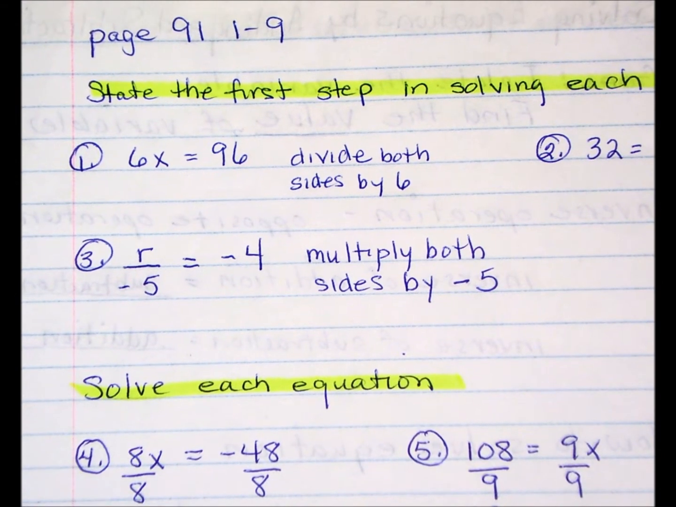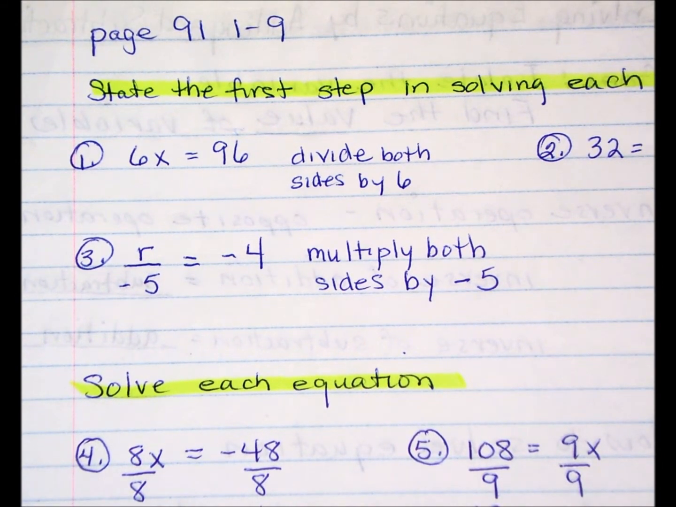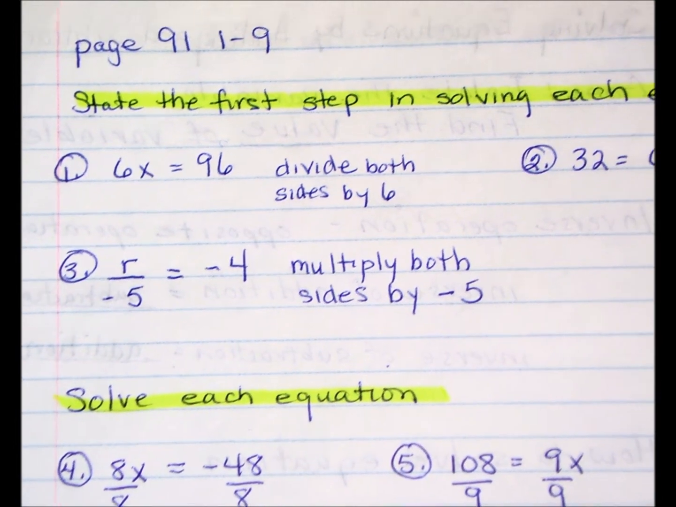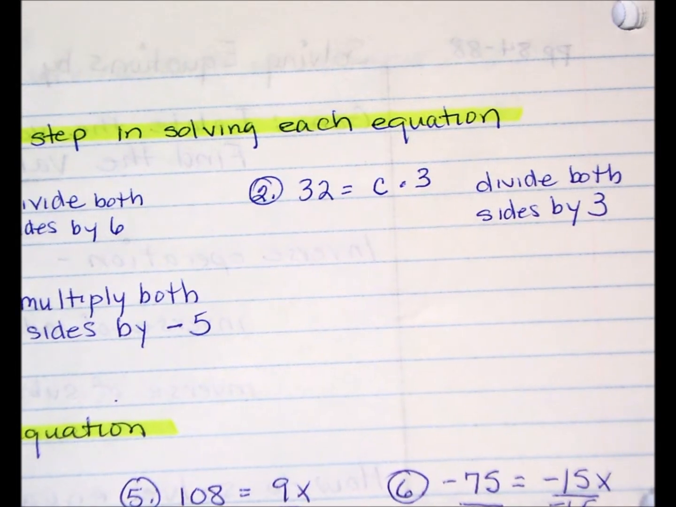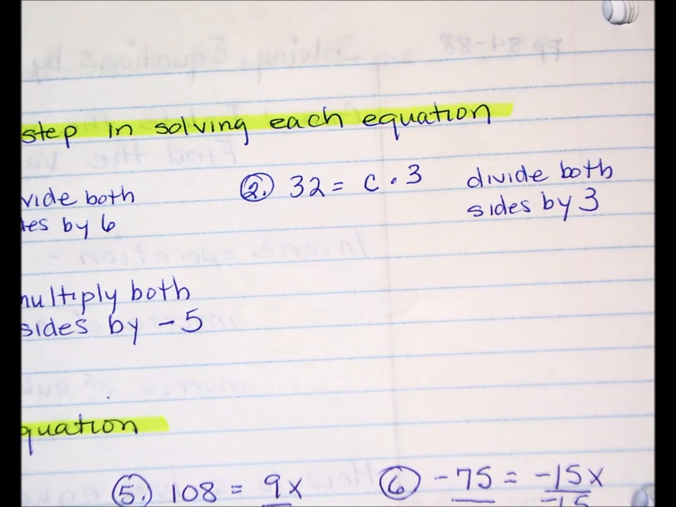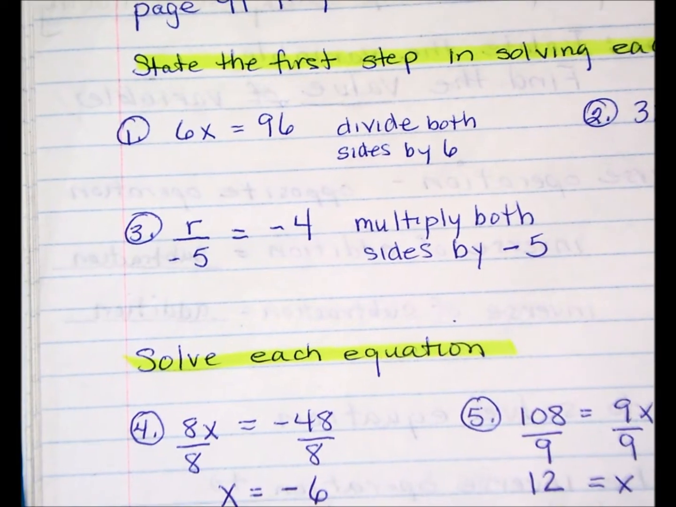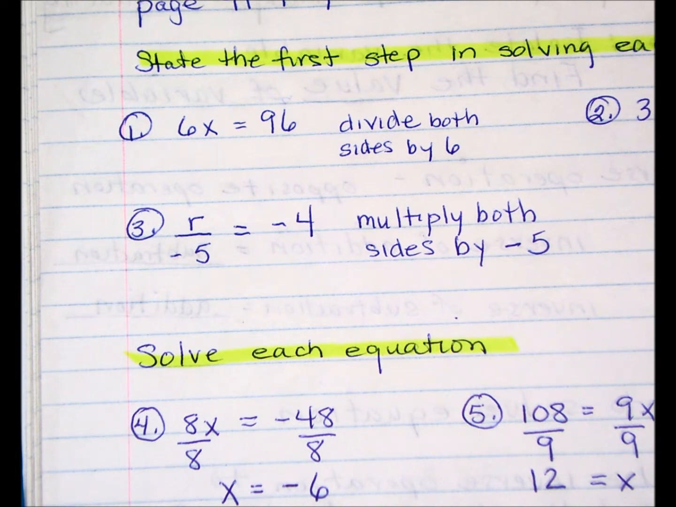In this first section, they ask you to state the first step in solving each equation. So this is a multiplication problem. The number with the variable is 6, so we would divide both sides by 6. In the second problem, it's also a multiplication problem, even though it's written differently. The number with the variable is 3, so we would divide both sides by 3. And the third problem is a division problem, r divided by negative 5, so we would multiply each side by negative 5 to get our answer.